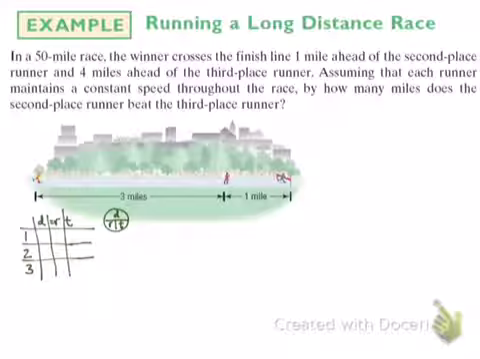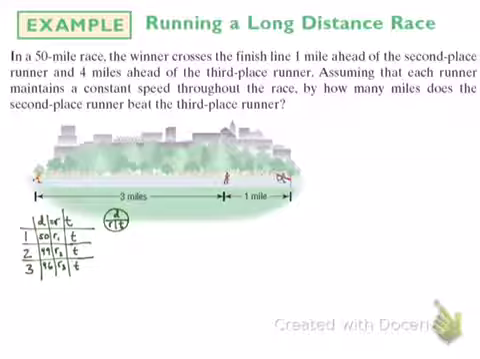So the problem says when the first person finishes, that means they ran 50 miles. The second person is a mile behind, so they ran 49 miles. And the third person is 3 more miles back, so they ran 46 miles. And then, obviously, if they're at different distances, then they must have run different rates, but we don't know what that is. So I'm just going to call it R1, R2, and R3. And finally, this is just a snapshot at when the winner won, so they all have been running the same amount of time. And so I'll just put all the T's in for that.